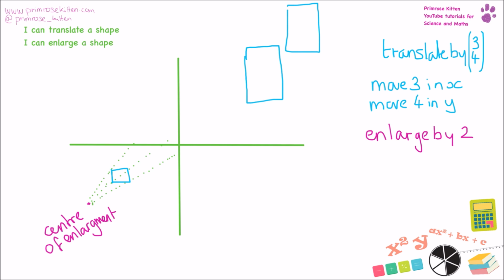If we are going to enlarge a shape, you need to know the centre of enlargement. Draw lines from your centre of enlargement through each of your corners, and then work out the distance from your centre to your first corner. Double it, since our scale factor is 2, and then that will be where the corner ends up. And then your shape, drawn slightly better than mine, will end up larger and further away from your centre of enlargement.